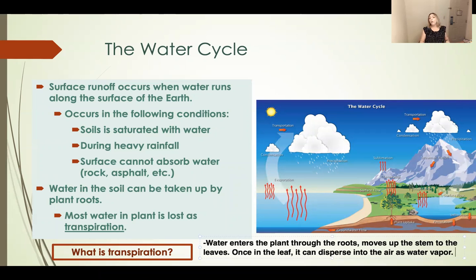Okay, so there's a definition of transpiration. Water enters the roots, goes up through the stem into the leaves of the plant, at which point it can exit the leaf as water vapor.